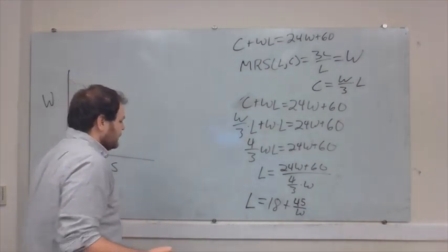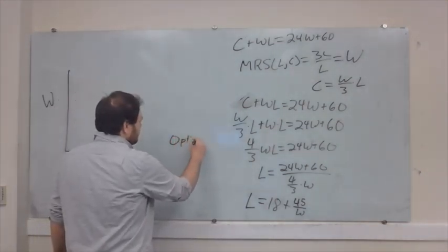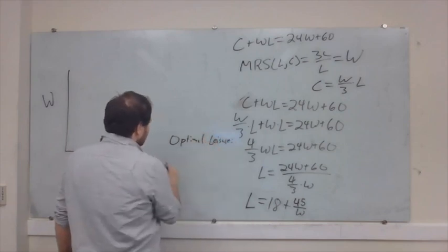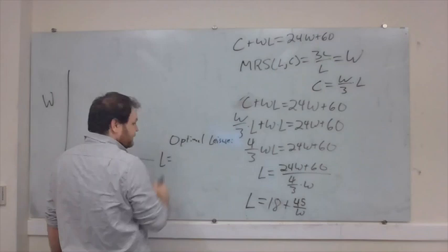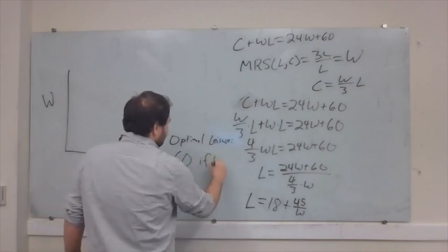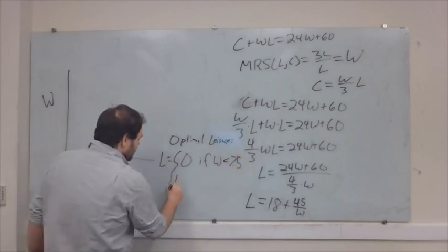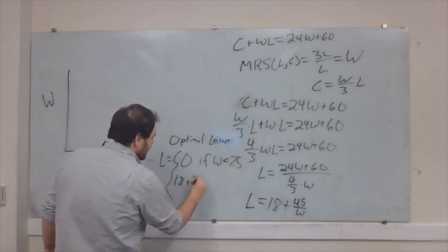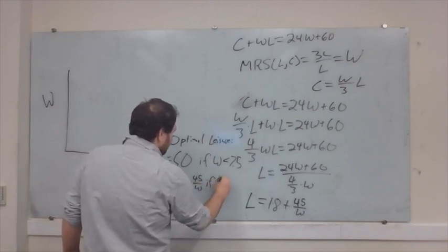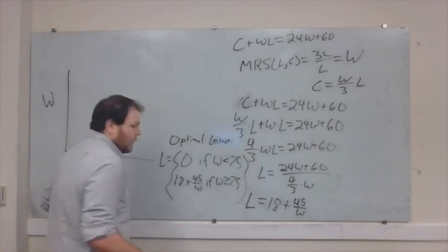Now, it turns out, as we found, this is only going to be true when we're above our reservation wage. So actually, our optimal leisure is going to be L equal to 24 if W is less than 7.50, and 18 plus 45 over W if W is greater than or equal to 7.50. Wonderful.